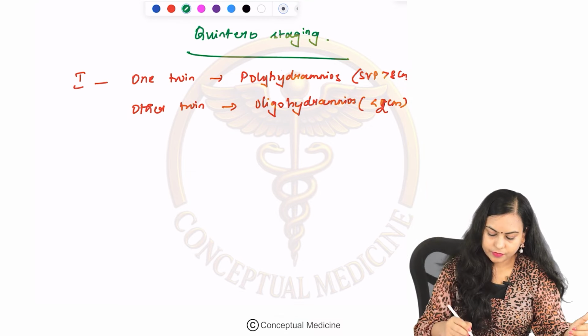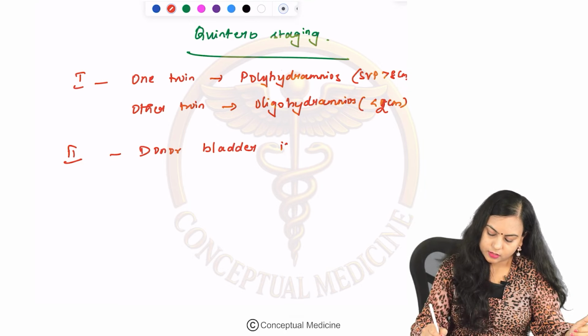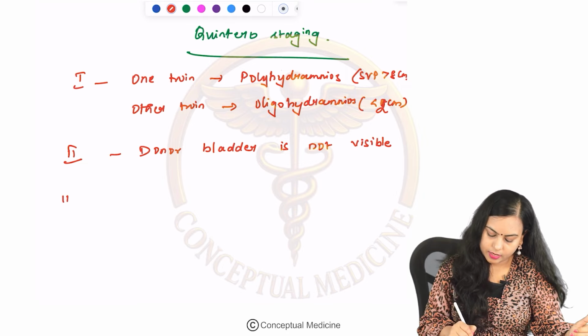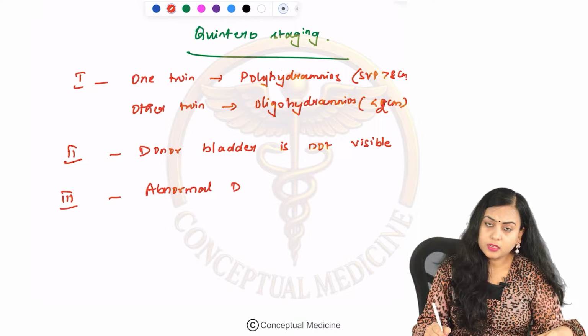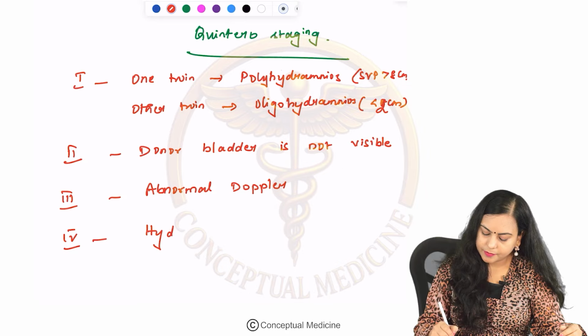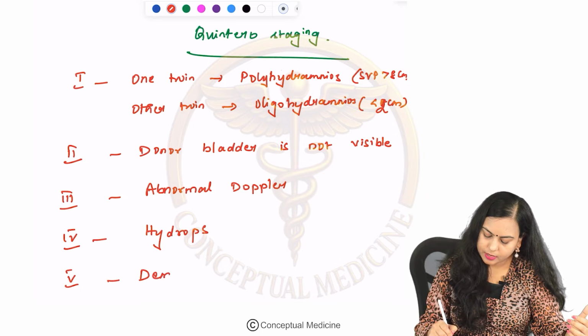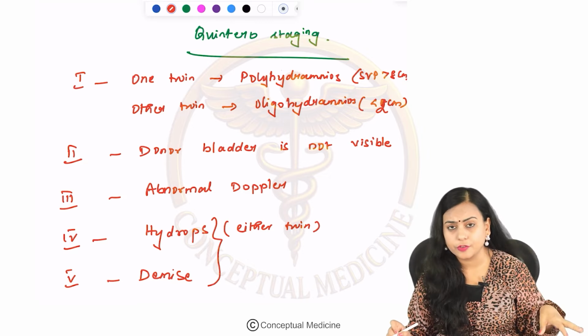And the next one is second stage, where the donor bladder is not visible. And in third stage, you will be able to see abnormal Doppler. Fourth stage is where you will be seeing hydrops in either twin, and in fifth stage there will be demise of either. Clear? So this is all about Quintero staging.